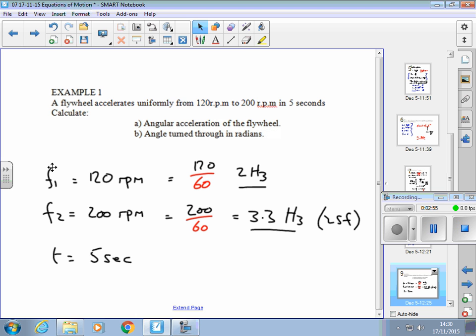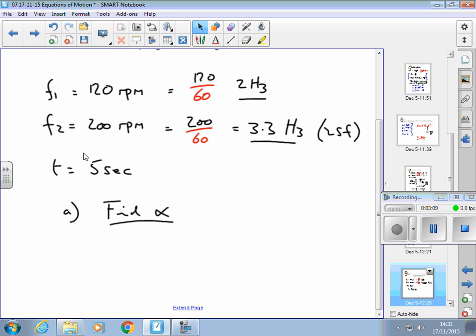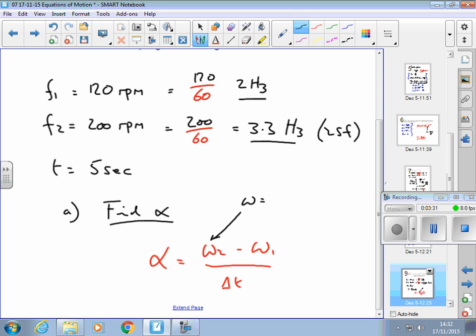So I'm after the angular acceleration for part A. So find alpha. Do I know a formula for alpha? So there's a formula, alpha equals omega 2 minus omega 1 over delta t, but we don't know omega 2 and omega 1. Can we find them though? Yes, omega equals 2 pi f. So omega 1 is 2 pi f1, and omega 2 is 2 pi f2, so I can find them.